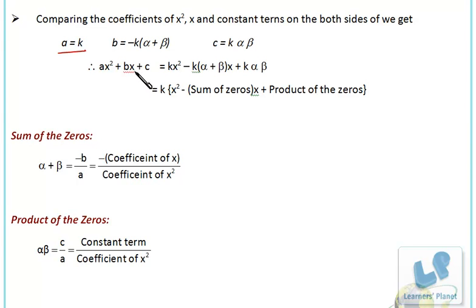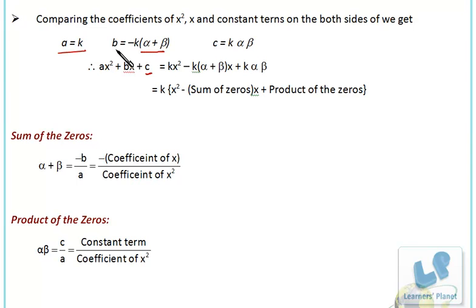Similarly, here the coefficient of x is b, so b is equal to the coefficient of x over here, which is minus k times alpha plus beta. And here the constant term is c, and on the other side the constant term is k alpha beta. So c is equal to k alpha beta. This is k x square minus sum of zeros x plus product of the zeros.